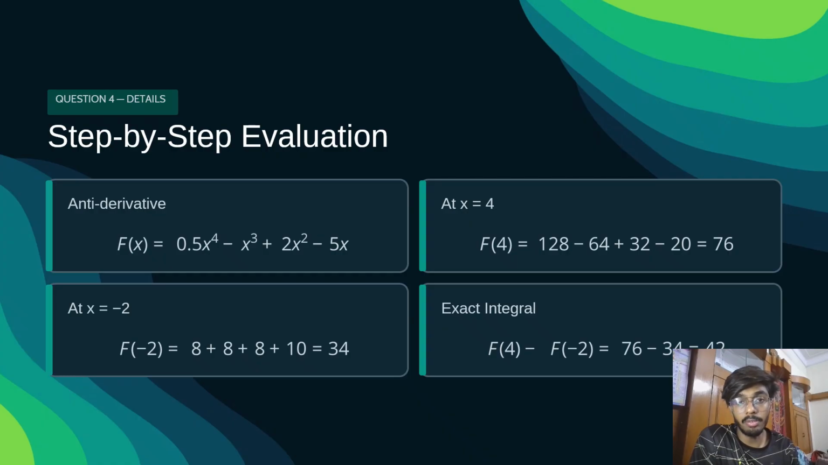We perform the derivation. We put x equals to 4 and evaluate the value 76. Then we put x equals to minus 2 and evaluate the value 34, and the exact integral will be f of 4 minus f of minus 2, which results in 76 minus 34 equals 40.